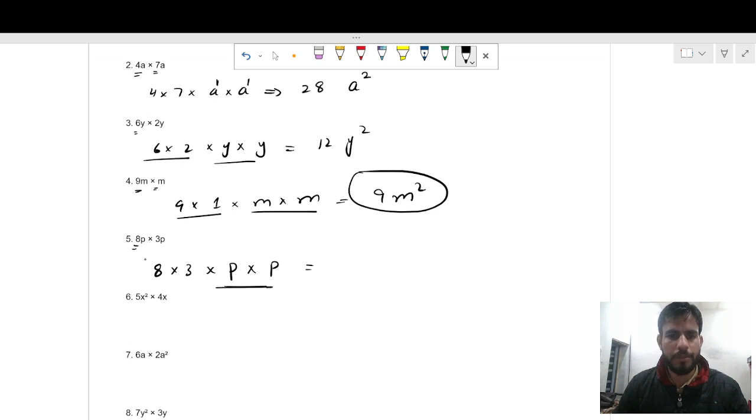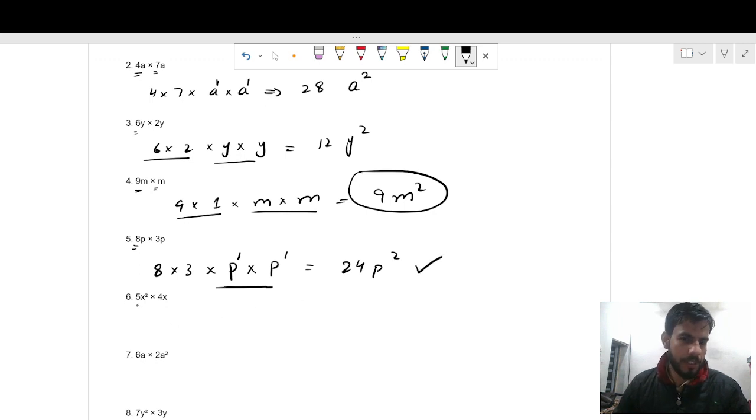This p times p will be invisible 1. Again the same situation over here, 1 plus 1 is 2, so 8 times 3 is 24. P times p is p to the power of 2, and that is our final answer.